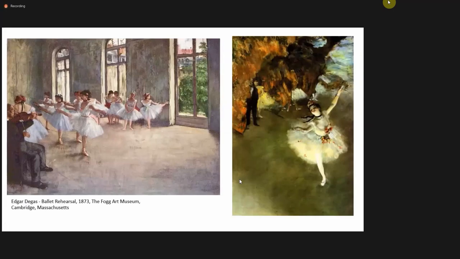And the other pioneer painter in Impressionism was Edgar Degas. You pronounce it as Degas. Edgar Degas. He has done so many paintings of ballet dancers. Very beautiful paintings. See this one with the light.